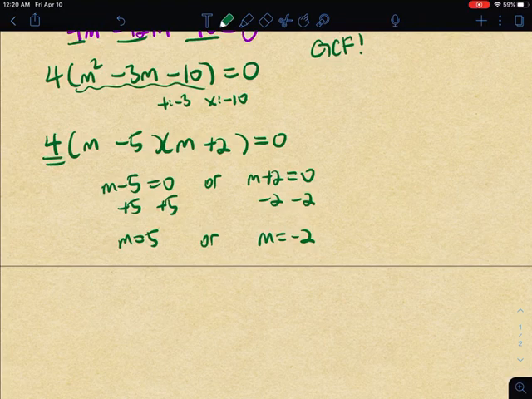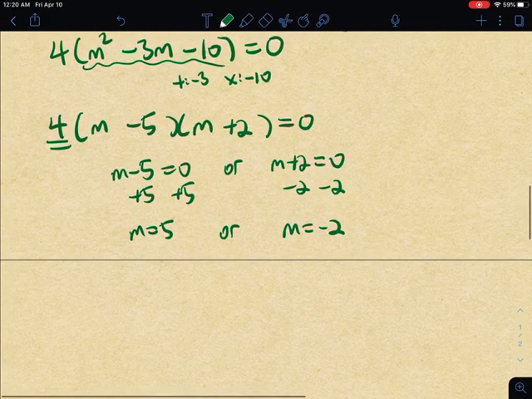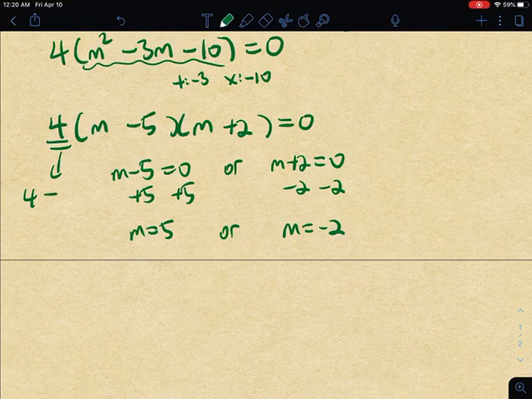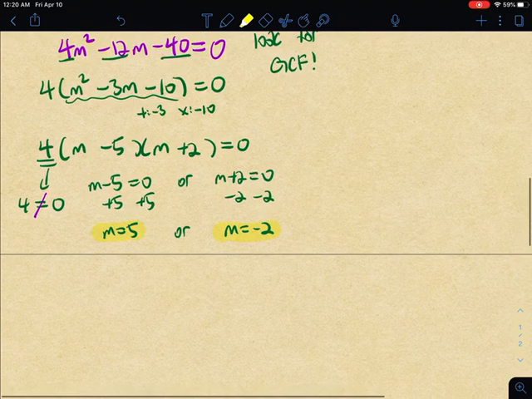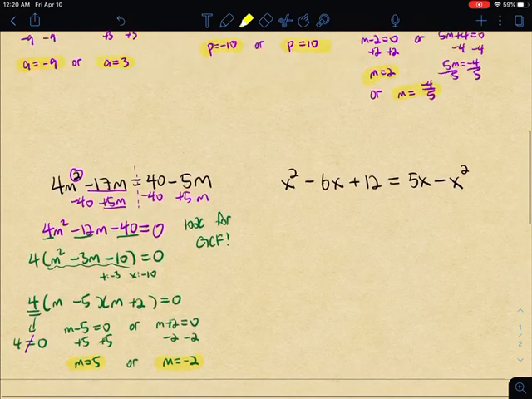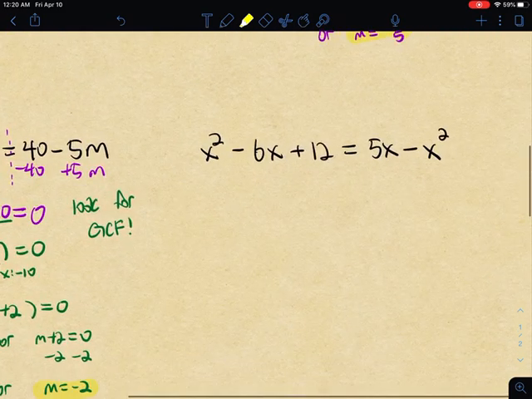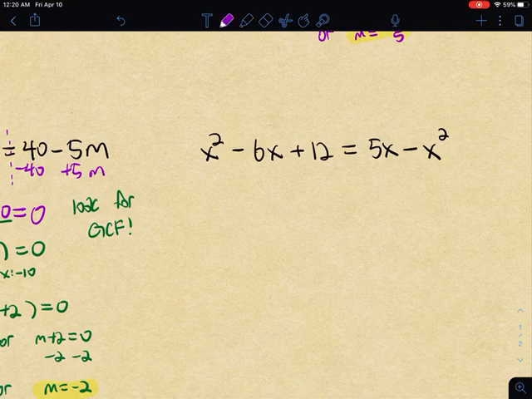Right? And again, in case you're wondering, why don't we worry about the 4? Well, if we set 4 equal to 0, that doesn't make sense, right? So this we actually don't need to write. So 4 equals 0, we don't get a solution from there. That wouldn't make sense. But these two are solutions, right? Those have m's. So I get m equals 5 or negative 2. Okay.